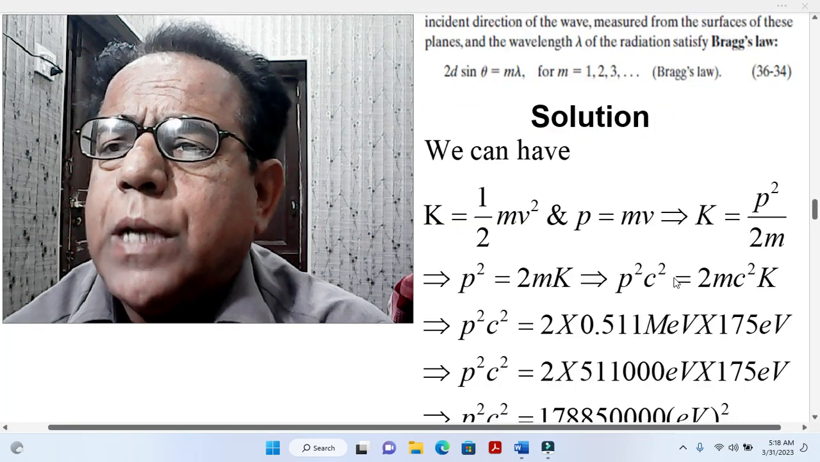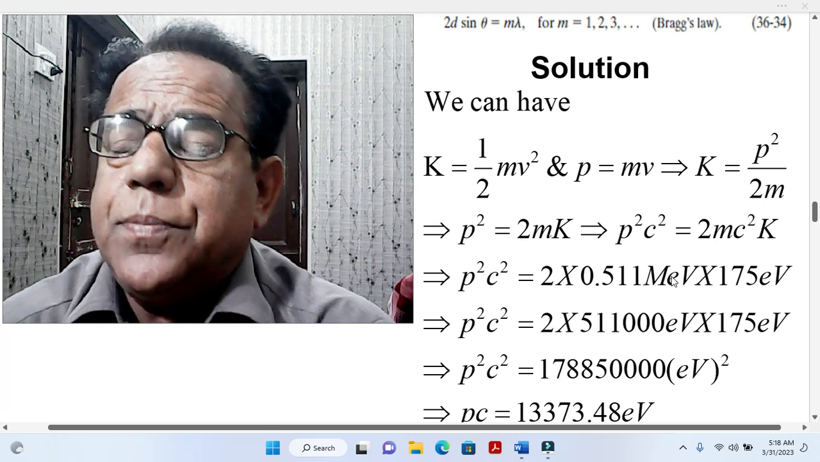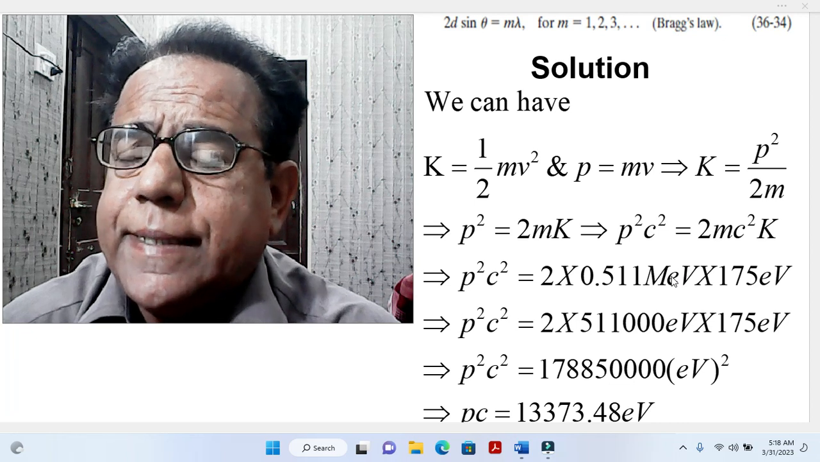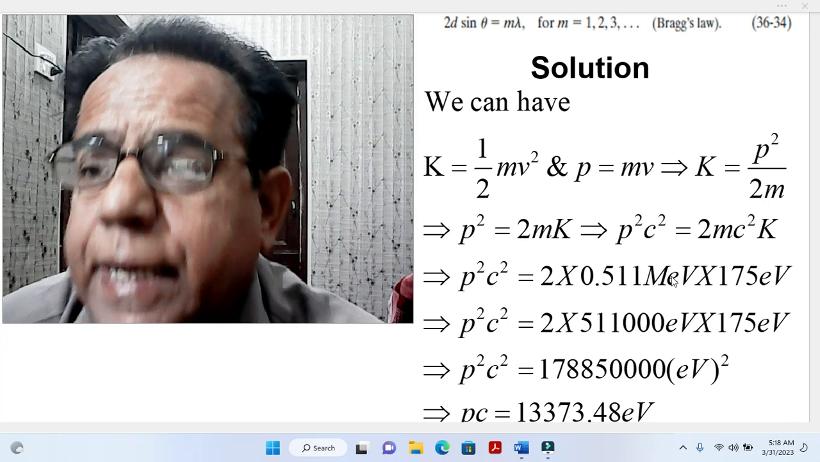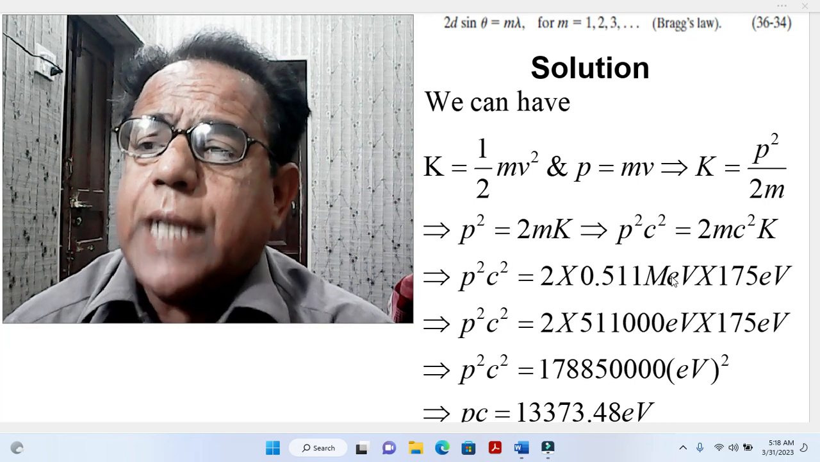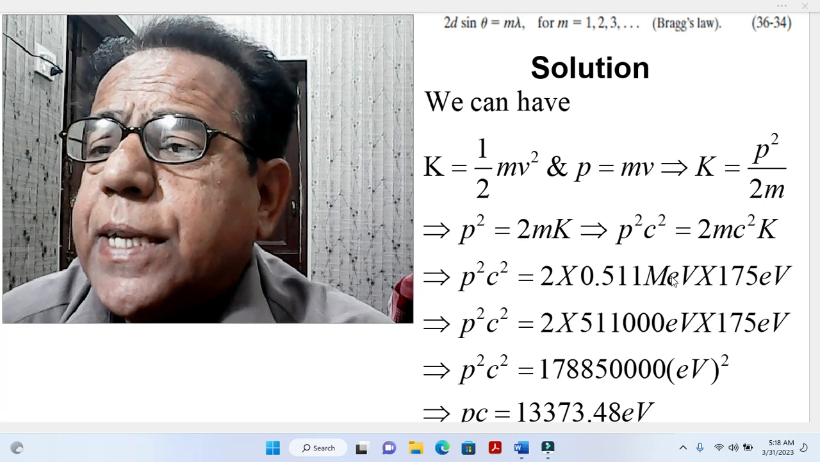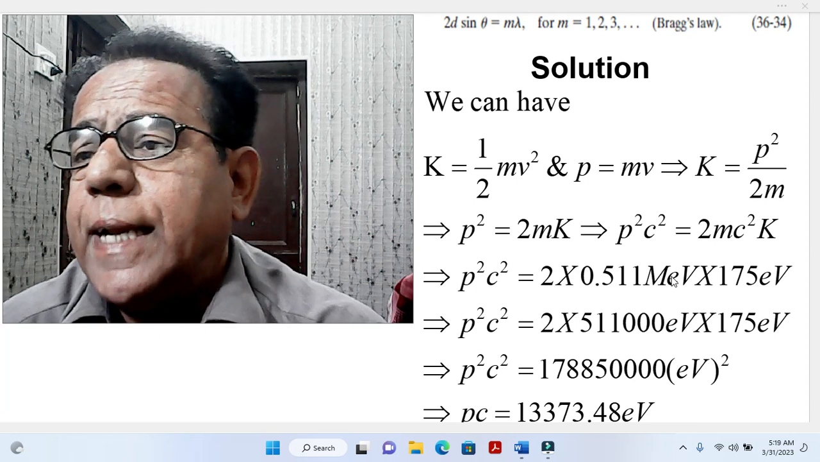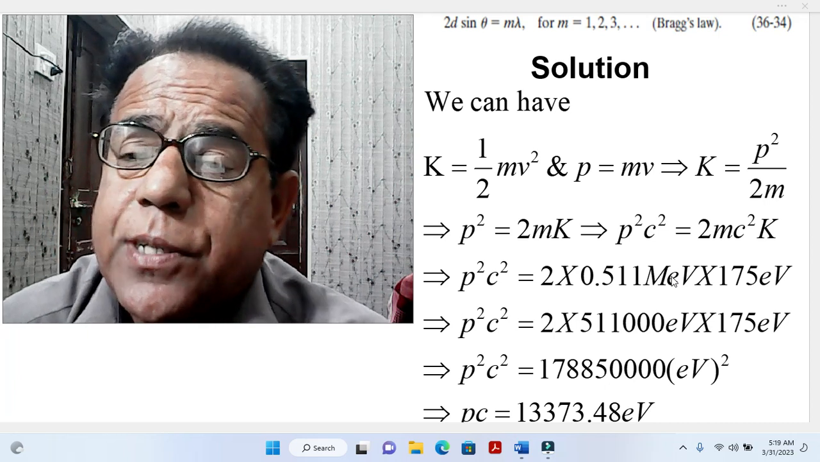Anyhow, now we come to its solution. We can have two different equations in classical mechanics. Classical expression, kinetic energy is equal to half mv square and momentum equal to mv. When we solve these two equations simultaneously, then we get the expression K equal to p square over 2m. This implies that p square becomes equal to 2mK. We have kept p square on one side.